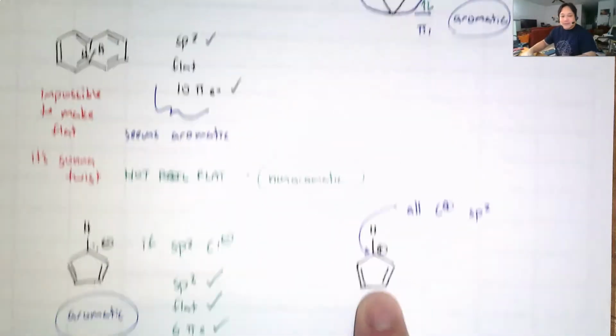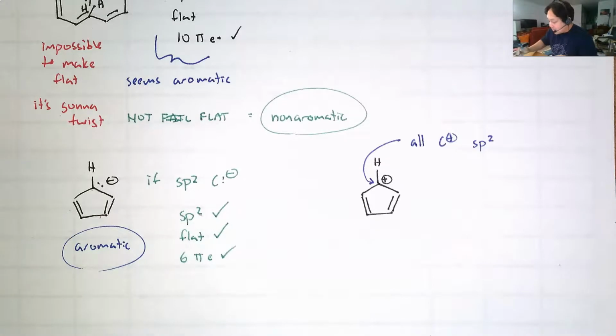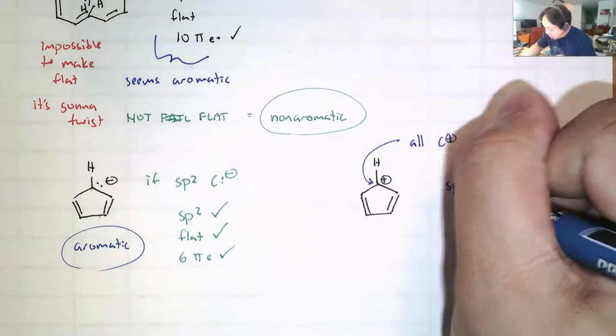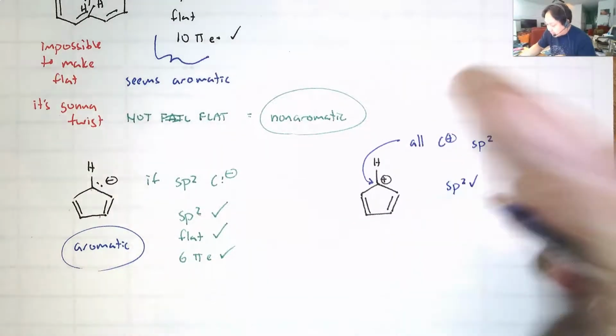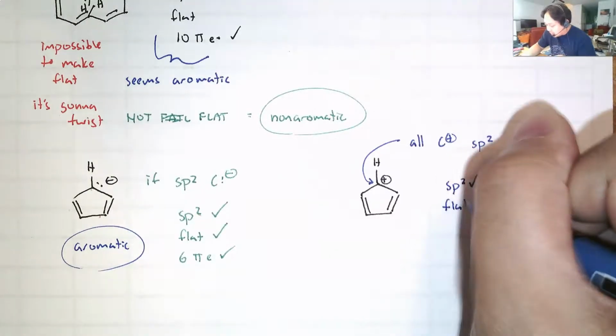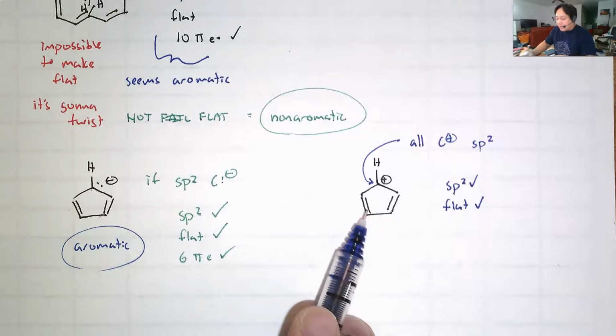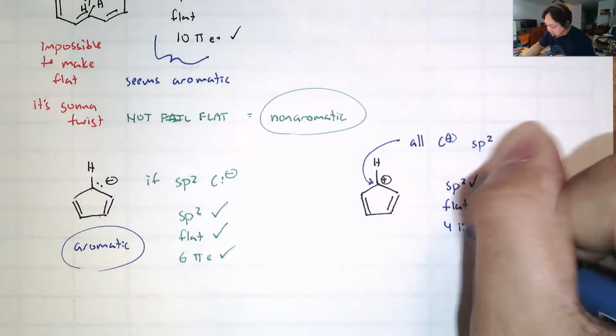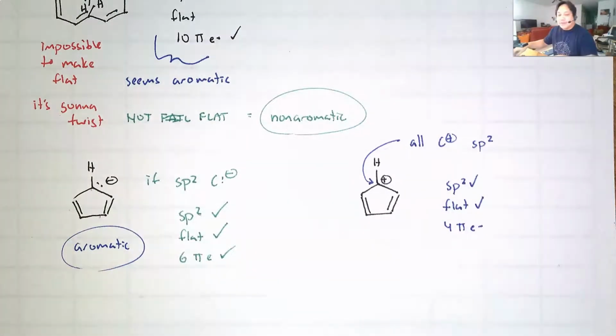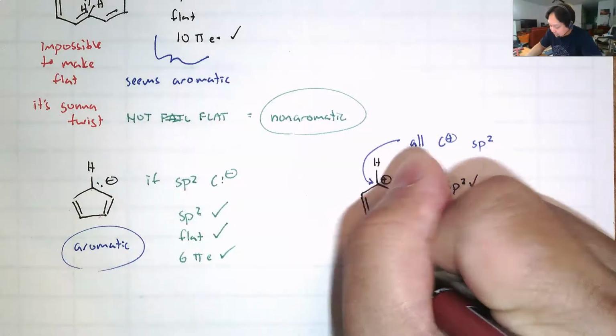This one might be easier. So sp2, check. It's 5 atoms or less, flat, check. But now how many pi electrons do I have? I only have 4 pi electrons. This is our second molecule that we know of that is anti-aromatic.